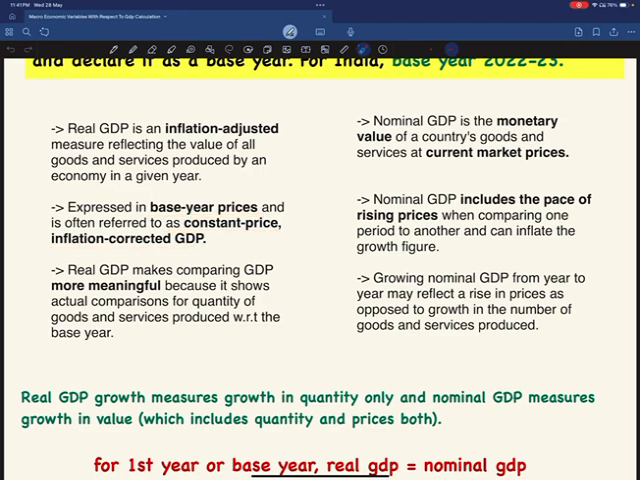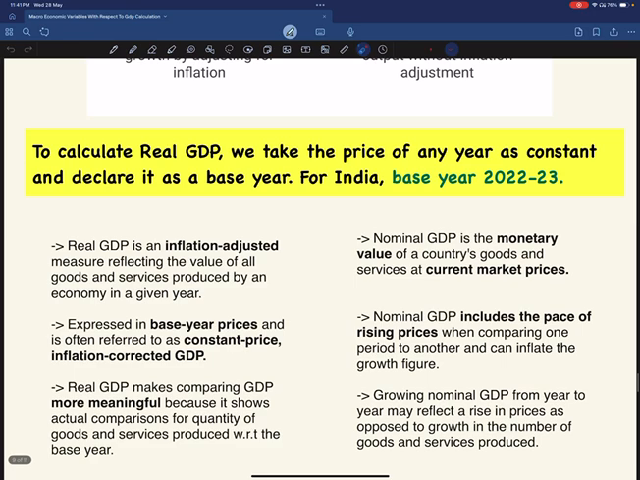So while calculating GDP, we assume one year as the base year, and taking that year as a benchmark, we calculate the GDP of the other years with respect to that benchmark or base year. So in real GDP calculation, we must have a base year. We take the price of any year as a constant and declare it as the base year.